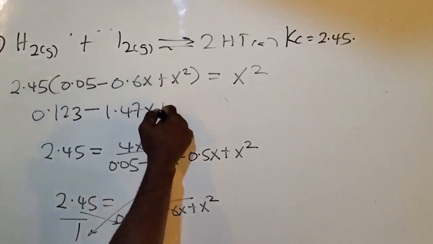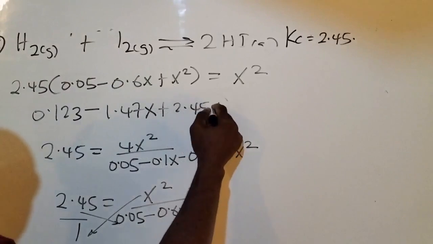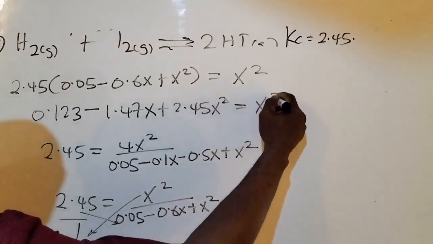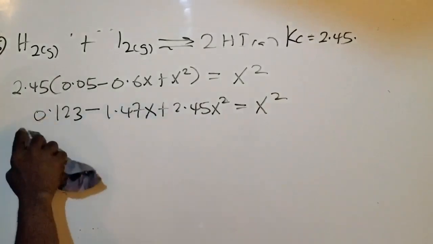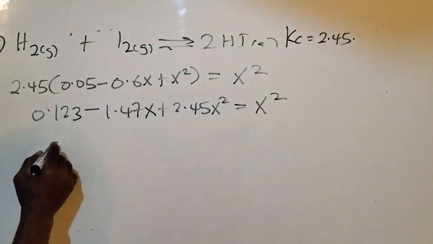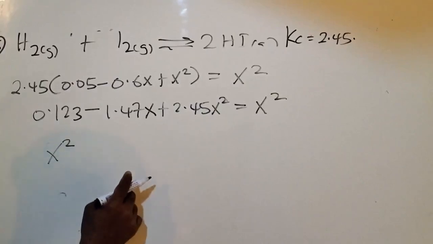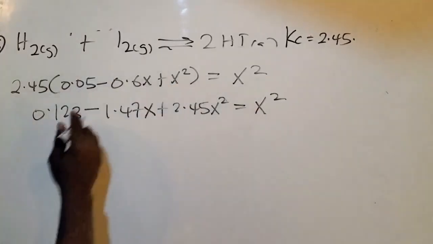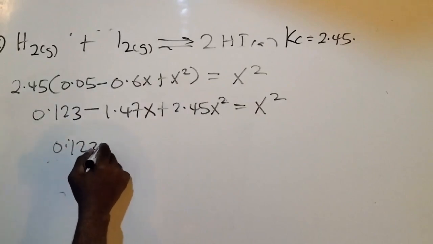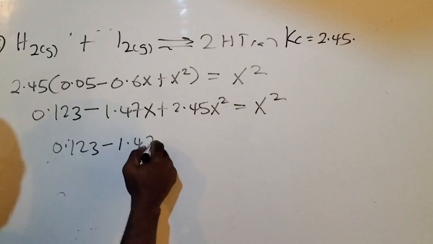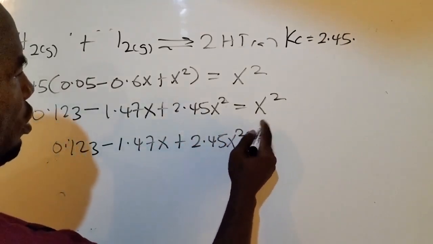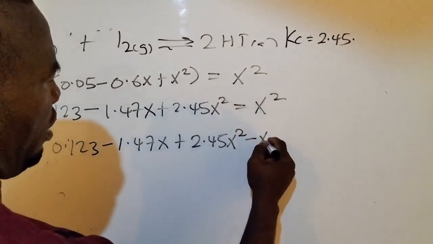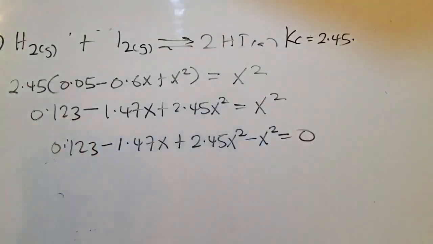2.45 times this gives you 2.45s squared equal to s squared on the other side. So we'll pull like terms together. Let's move every term to this side. So s squared, or let's bring s squared to this side. You have 0.123 minus 1.47s plus 2.45s squared. Crossing this one, that becomes minus s squared equal to 0.